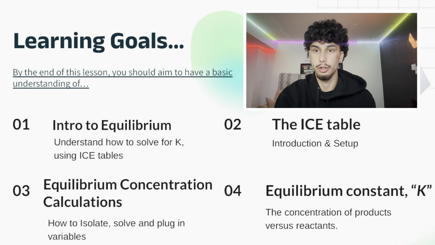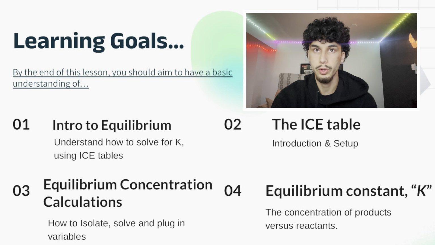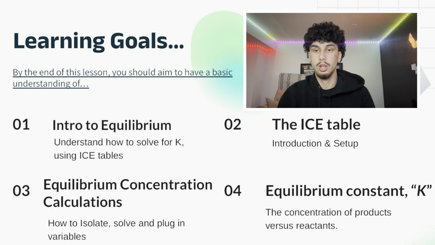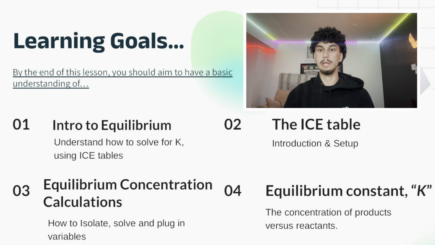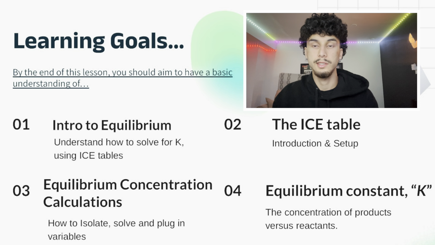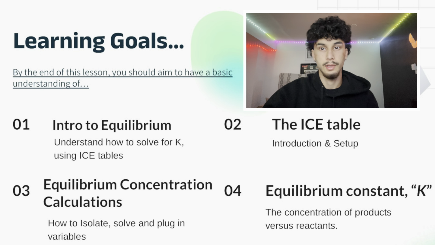Let's now take a look at the learning goals. By the end of this video, I want my viewers to have an understanding of the following. The first is just the basics and the concept of equilibrium. The next is how to set up and properly use an ICE table. And the next thing after that would be the equilibrium concentration calculations. So this is just how to isolate, solve, and plug in variables. Finally, we're going to look at the equilibrium constant K, which is simply the concentration of products and reactants in a given reaction. Let's get into it.